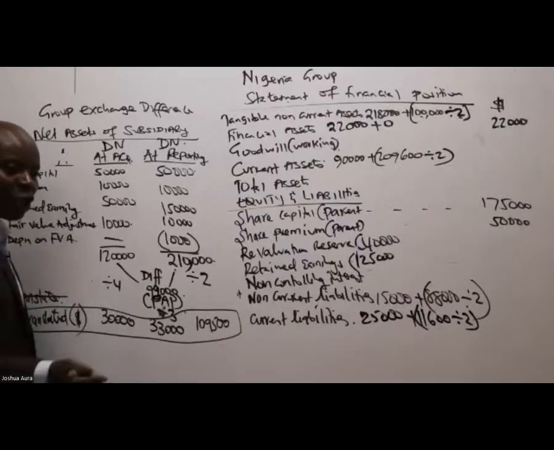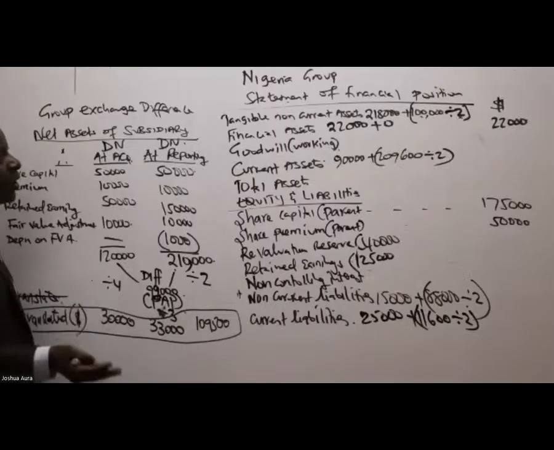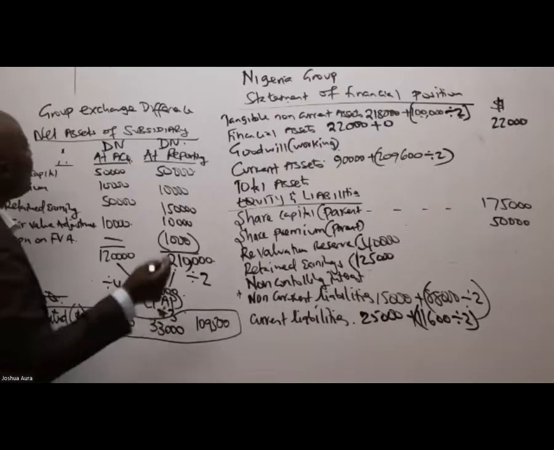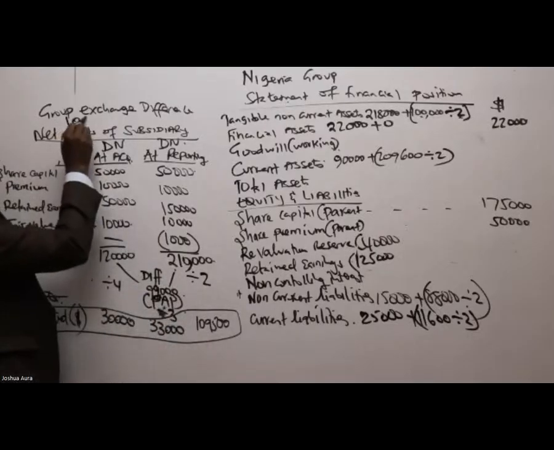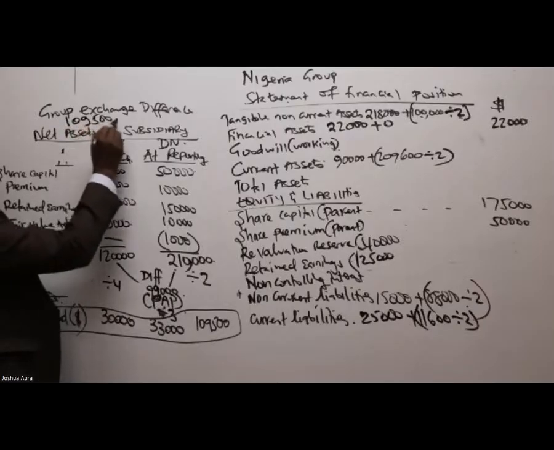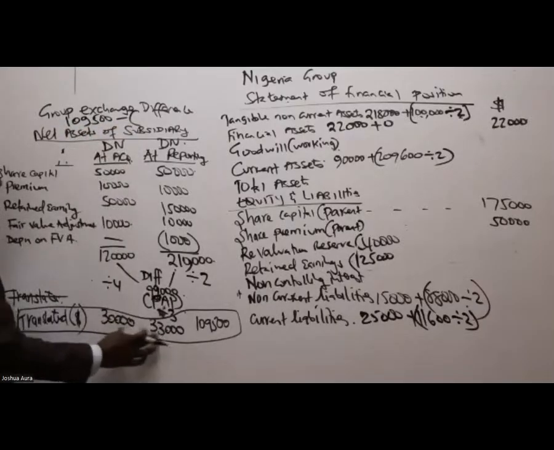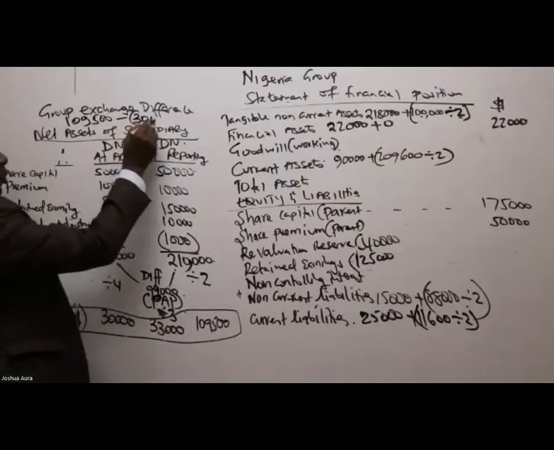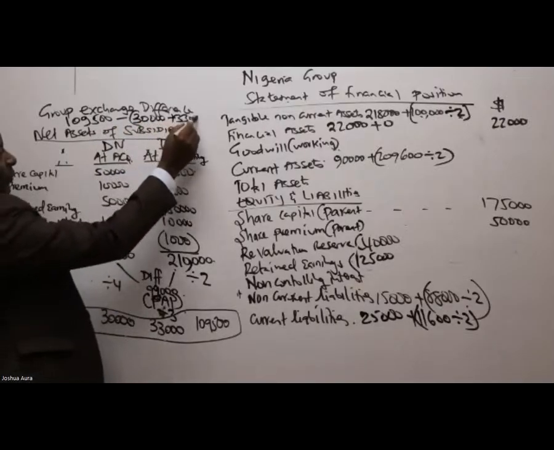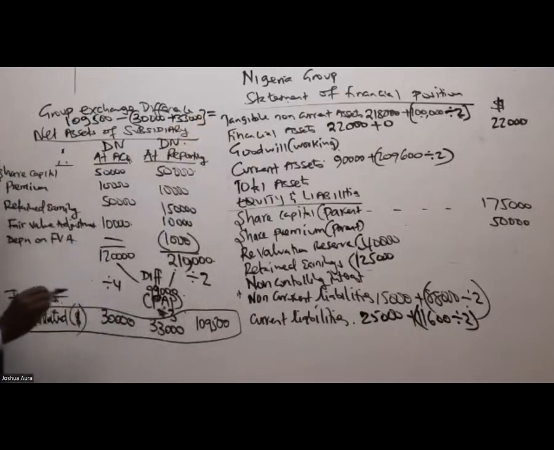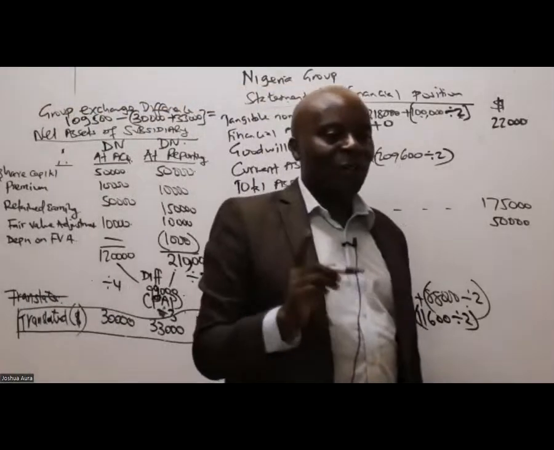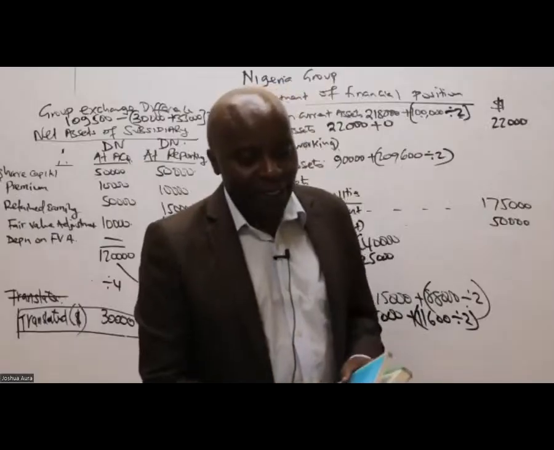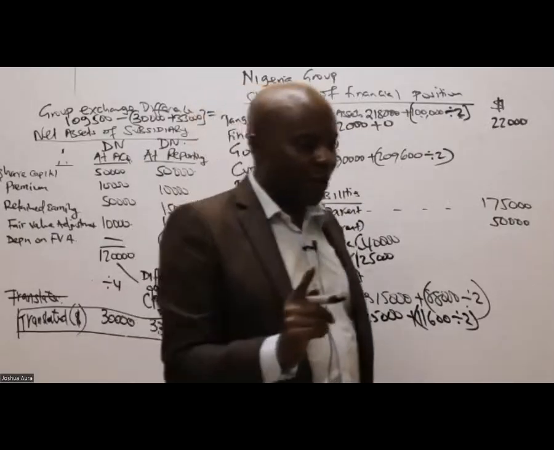That is an exchange gain. So then how do we get this group exchange difference? I will take the closing, 109,500, and subtract the sum of these two. So we are talking of 30,000 plus 33,000. The group is gaining here. So the group exchange difference we have is 46,500.